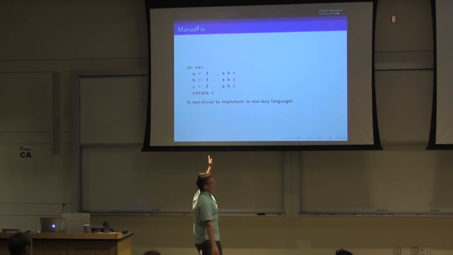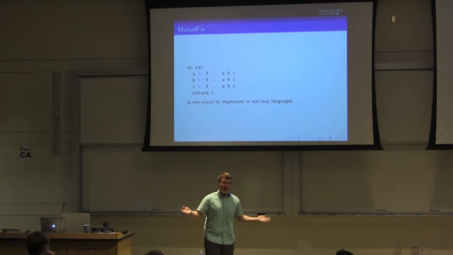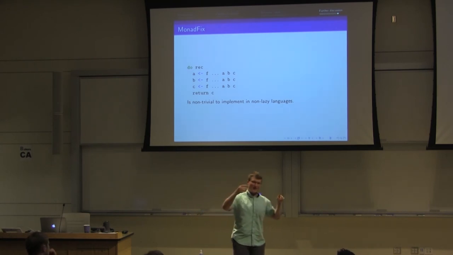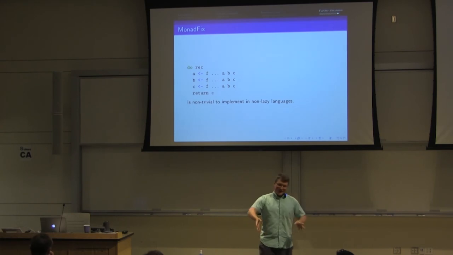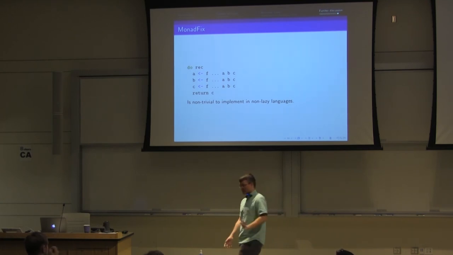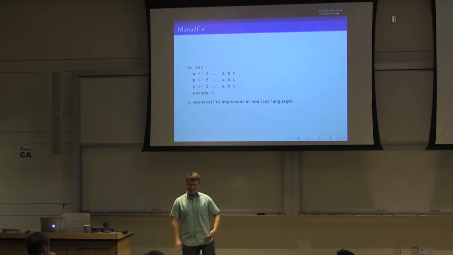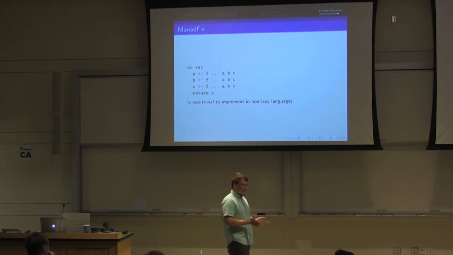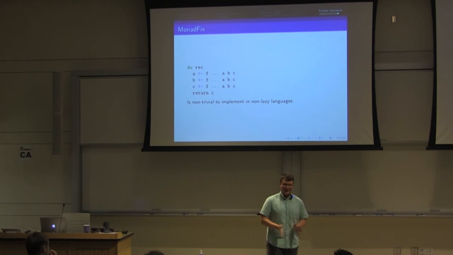When you run the first line, it's going to run F, but as long as you're using B and C in such a way that you don't force them, it doesn't actually need the actual values, right? And so it can keep just the thunks without evaluating them. You compute A, right? Then you go to the next line and so on. It's crazy stuff. But the problem is that without laziness, this just doesn't work at all.